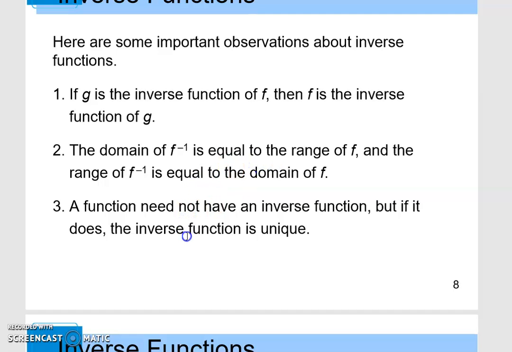And a function does not always need to have an inverse function, but if it does, the inverse function is unique. As you might remember, a function can only have an inverse if it's quote-unquote one-to-one. Not all functions, such as f of x equals x squared, have an inverse function. But if the function that we're given does have an inverse, that inverse function has to be unique. There can't be more than one.